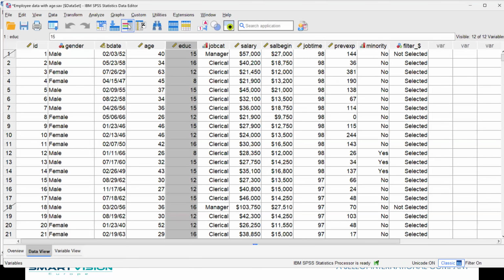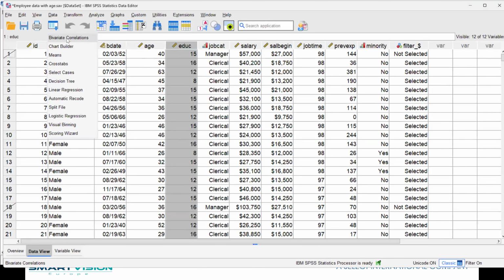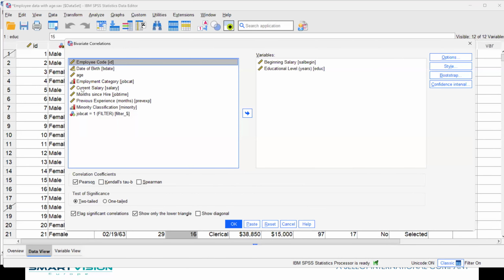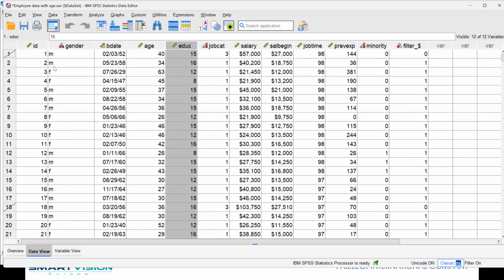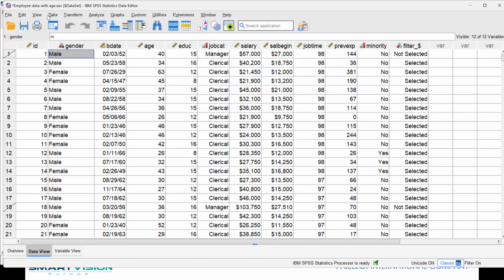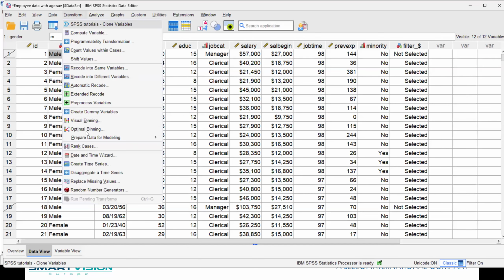If I wanted to do a correlation of gender against salary and establish how strong that is, you notice that the variable gender here doesn't show up. It's disappeared. And that's because gender here is a string field. It isn't coded as one and two. It's coded as M and F. So I'd need to create a number version of that. So I'm going to do that.